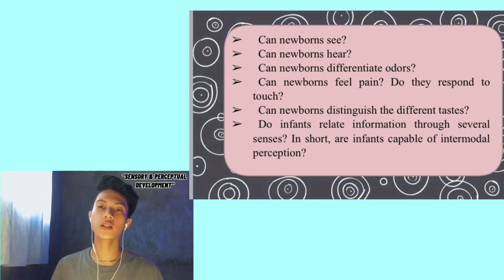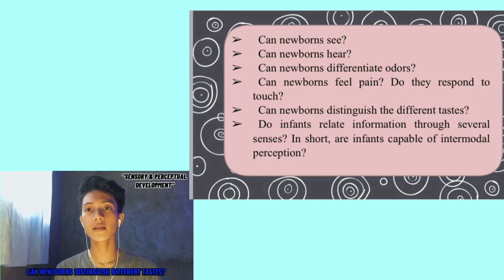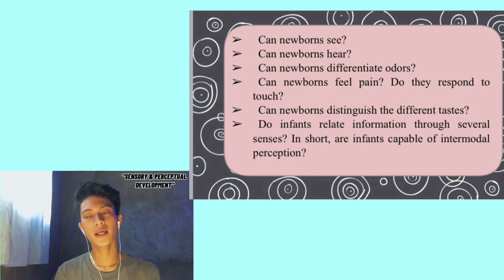For the last question, can newborns distinguish different tastes? The taste buds in newborns can be found on the tonsils and the back of the throat, as well as on the tongue. During her first 3 months, a baby can distinguish between sweet and bitter tastes. She or he prefers sweet flavors like the taste of breast milk, which mothers breastfeed.